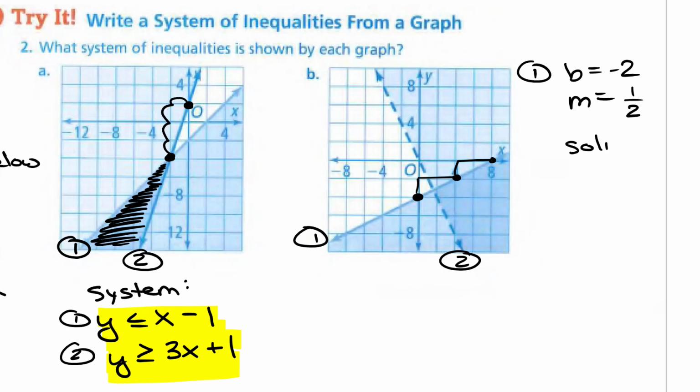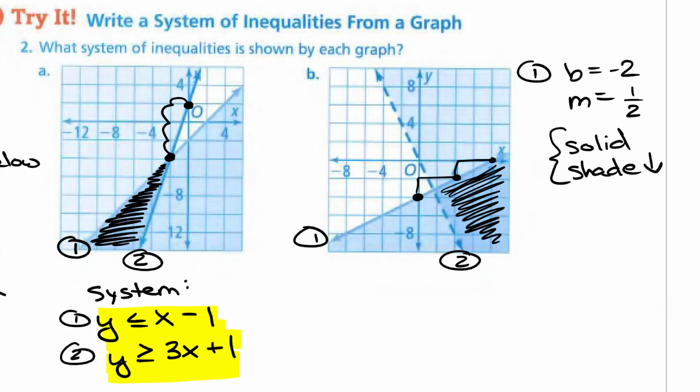This line is solid. And the shaded region, that answer, looks like this region right here. So this one you shade below. Using these two facts, this tells me I'm going to use a less than because the shading is below, or equal to because we're solid. And so for my first line, my inequality would be y is less than or equal to 1/2 x. Don't forget the x when you're writing your mx plus b. So 1/2 x minus 2.